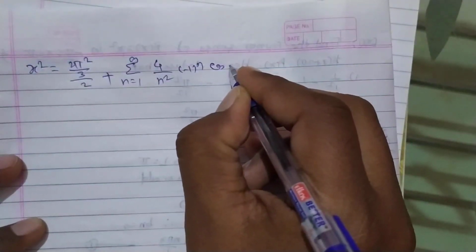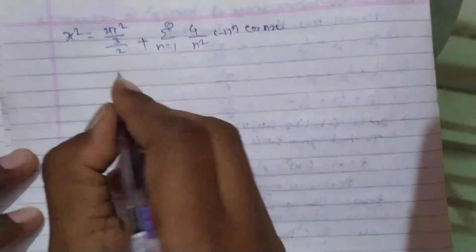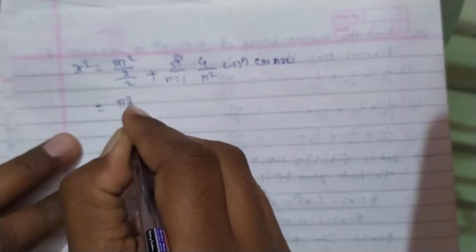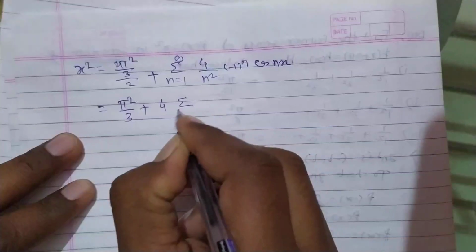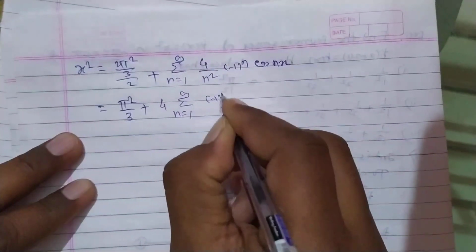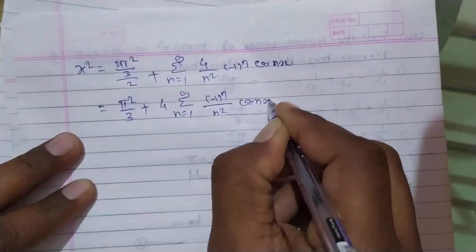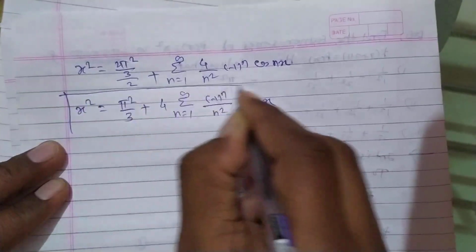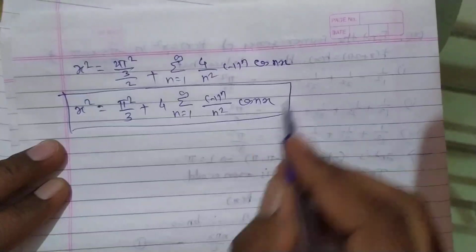In that, if you put l equal to pi, the pi gets cancelled, so cos nx. After simplification, the 2 gets cancelled, giving pi square by 3 plus, taking this 4 outside the series, 4 into summation of n varies from 1 to infinity minus 1 raised to n upon n square into cos nx. So this is the required Fourier series of x square in the interval minus pi to plus pi. Okay, this first part is over.